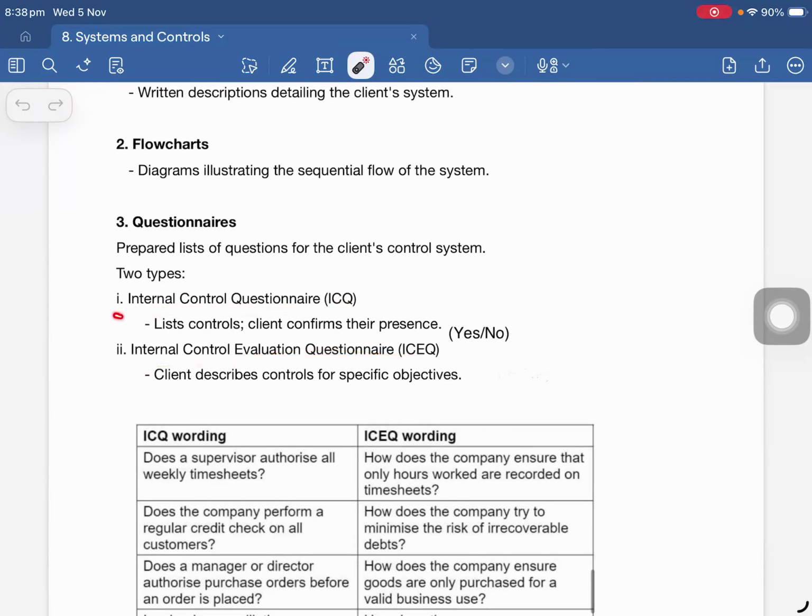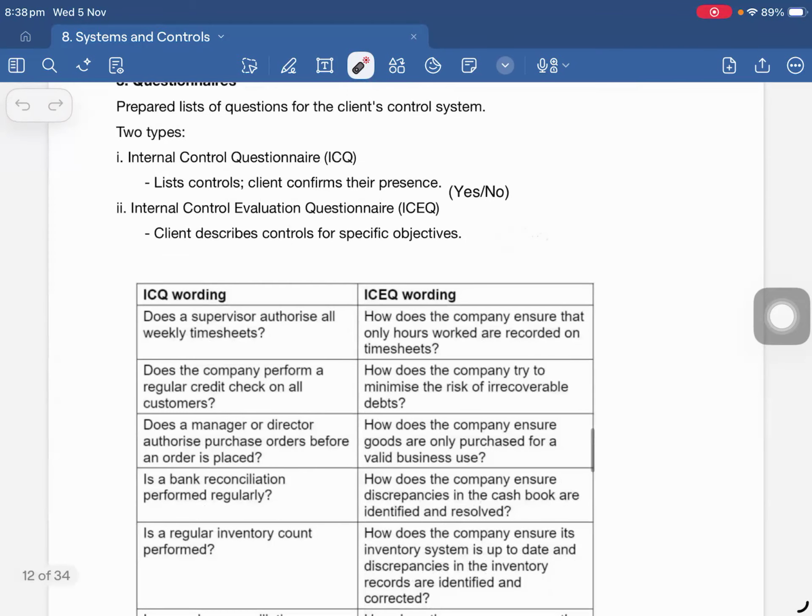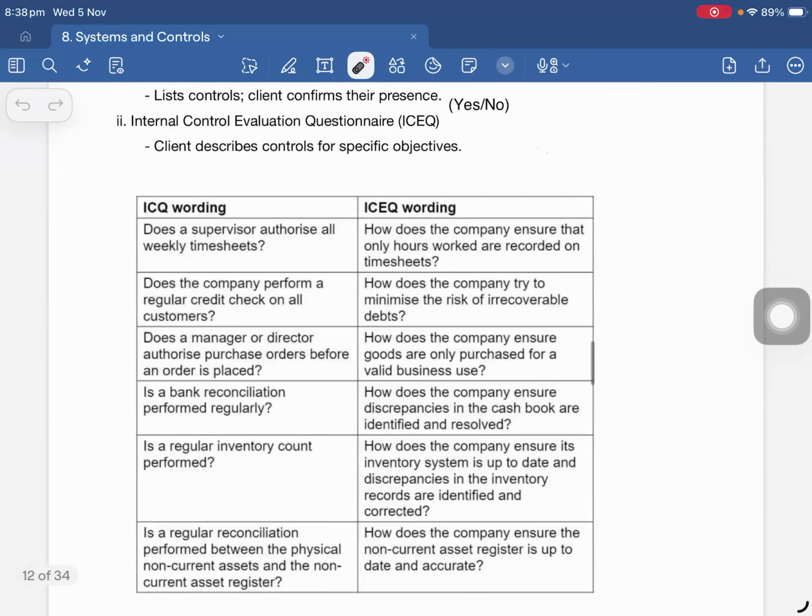ICQ is the internal control questionnaire. ICEQ is the internal control evaluation questionnaire. In ICQ, we have controls, and the client is going to confirm the controls by saying yes or no. The internal control evaluation questionnaire is when the client is going to describe the objective of a certain control that has been set. Clear? Now, the difference between the wordings of ICQ and ICEQ is, see, ICQ always gives a yes or no answer. For example, does the supervisor authorize all weekly timesheets? The client would say either yes or no.